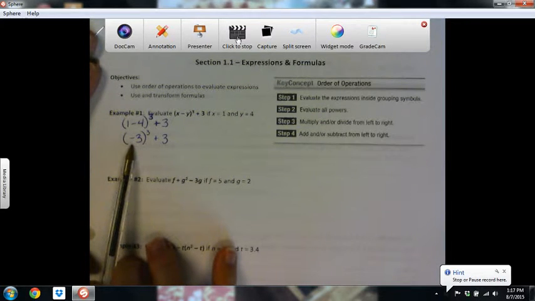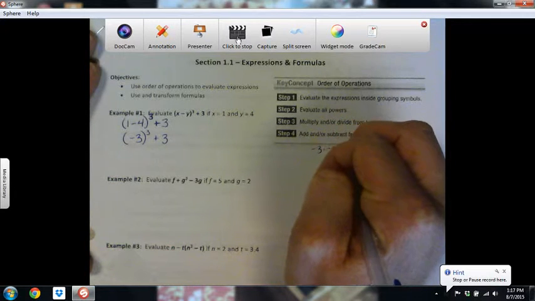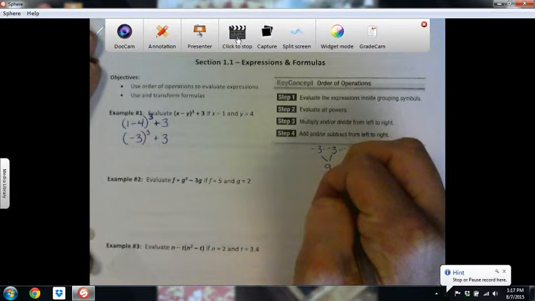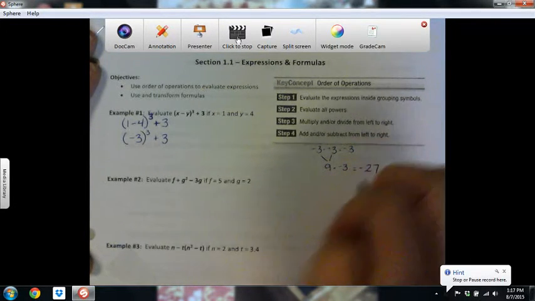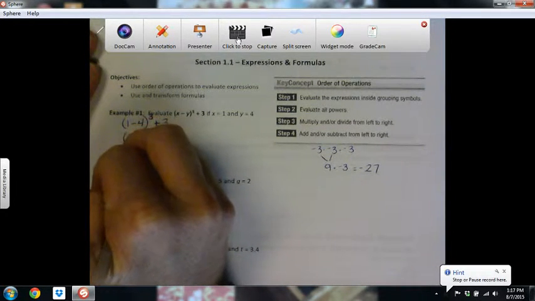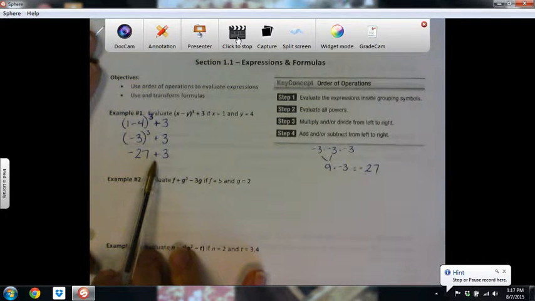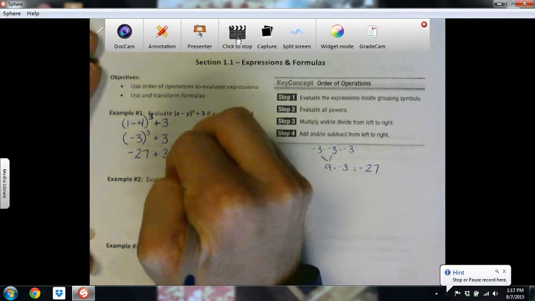So I'm going to do negative 3 to the third power, which is the same thing as negative 3 times negative 3 times negative 3. Well, negative 3 times negative 3 is a positive 9, and positive 9 times negative 3 is going to give me a negative 27. You're welcome to do that in your calculator, but you can certainly do it in your head as well. So negative 27 plus 3, and whenever there's only one operation remaining, at that point I would simply do that operation. So negative 27 plus 3 is going to give me a final answer here of negative 24.